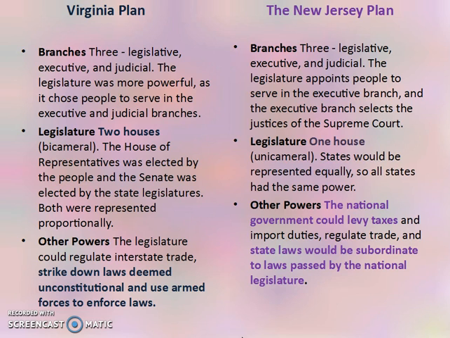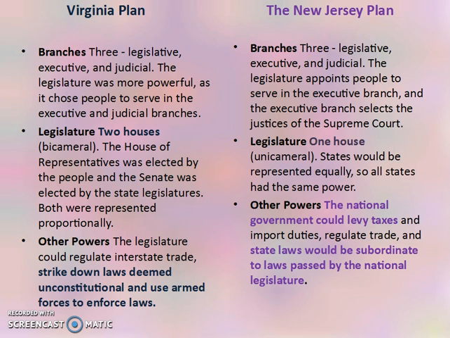The smaller states favored the New Jersey plan put forth by William Patterson, and it had called for just one house in the legislative branch in which all states, if you'll notice, would have the same power. Each one would have one vote in this national legislature. This is obviously preferential for the smaller states. They don't want to have their voices drowned out by the bigger states. They want the exact same vote count as their larger neighbors.